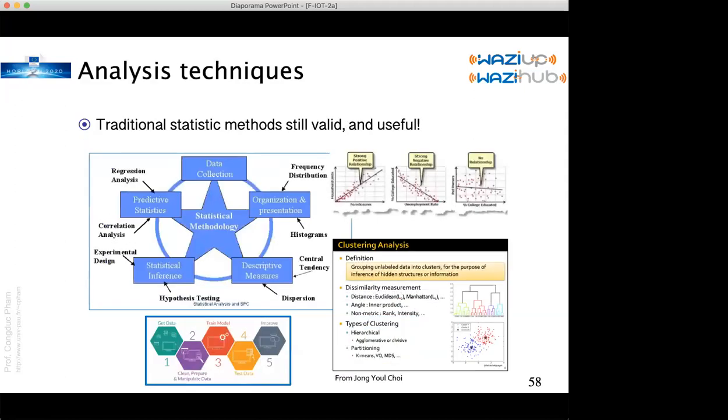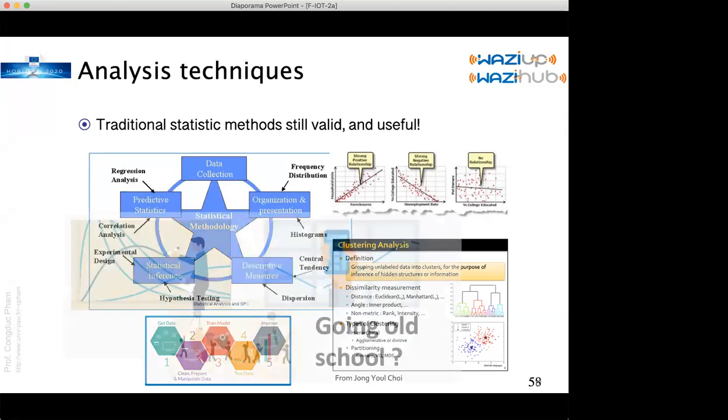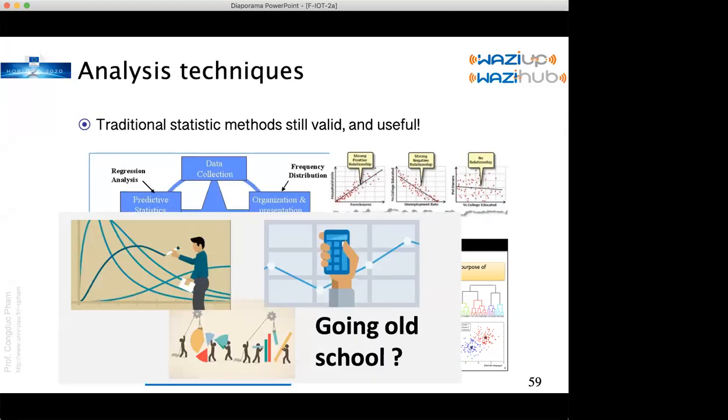Now, having said that, what are the kinds of tools we need for data analysis? Most of them are traditional statistical methods. They are still valid and very useful. You don't have to forget them: regression, statistical predictions, inference, all of them are very important when we're talking about data analysis. The only thing is, how are you going to do that?